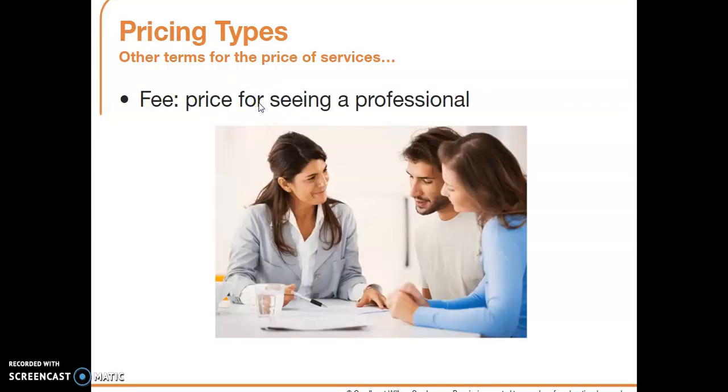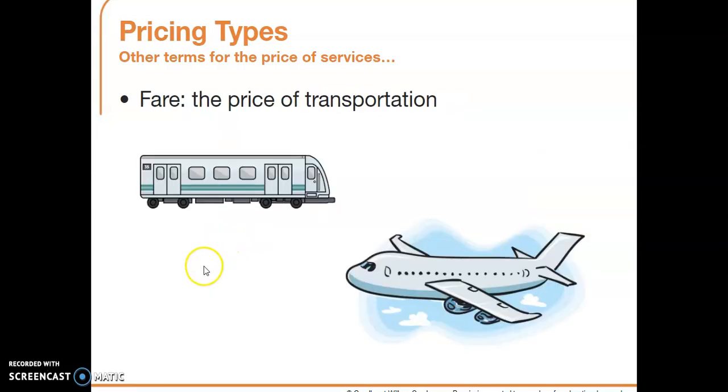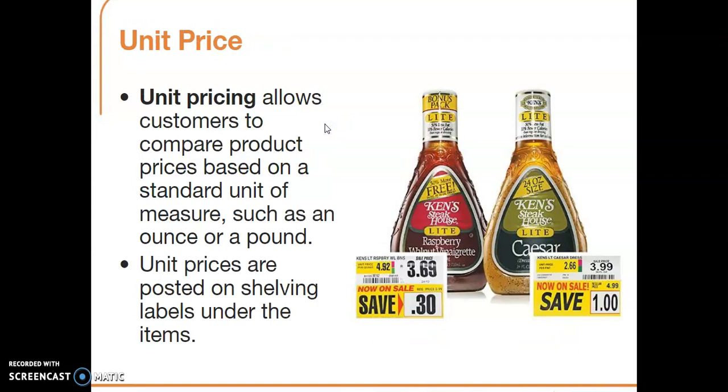A fee is a price for seeing a professional like a doctor or a psychiatrist, something along those lines. Fare is the price for transportation like air fare, train fare, cab fare. So those are the different types of pricing.